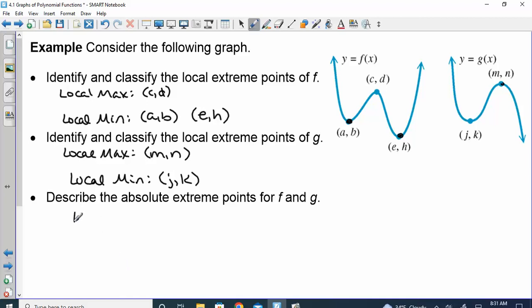All right. Then I want any absolute, for both graphs. So F, does it have an absolute max? No, because both ends are going up. What's my absolute min? All right, on G, this end is going up forever, so there's no absolute max. This end's going down forever, so there's no absolute min. So there is none on G.